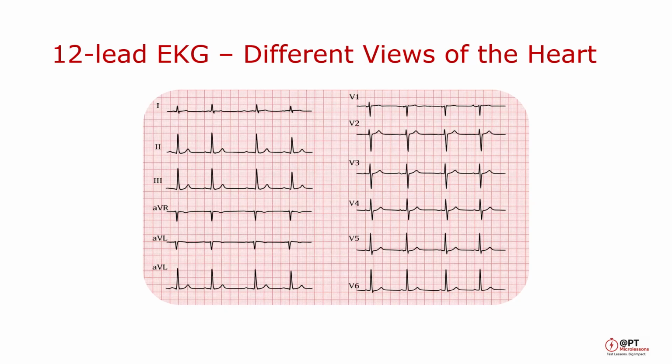Now, this is what a 12-lead EKG actually looks like. Each of these tracings represents a different lead or view of the heart's electrical activity. Even though it's the same heartbeat, each lead is looking at it from a different angle. When you put all of these views together, it gives you a more complete picture of what's happening across the heart, almost like building a three-dimensional understanding from multiple perspectives.